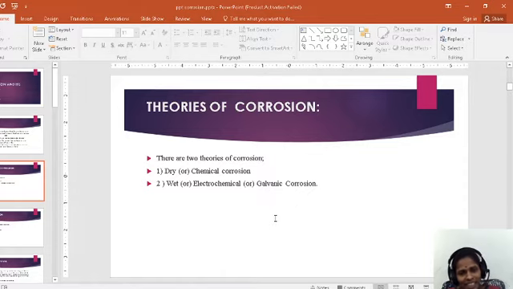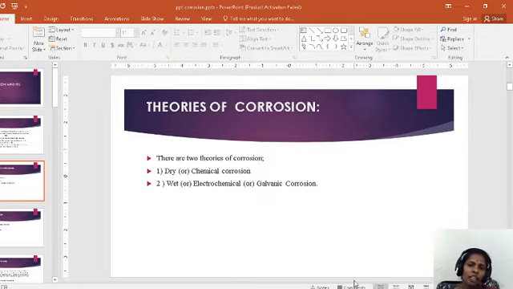So ore exists in the environment, but the pure metal does not, because the pure metal is unstable. The pure metal immediately reacts with the dust particles or the unwanted impurities and undergoes corrosion. This is the main cause of corrosion. So simply, the metal undergoes corrosion to gain stability.